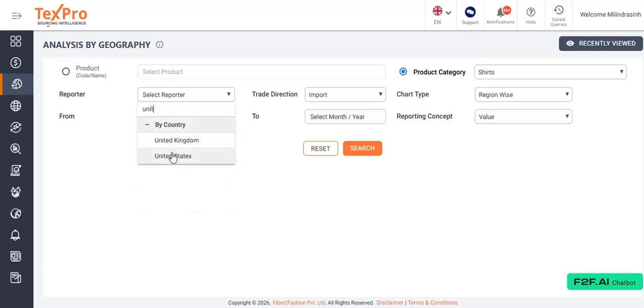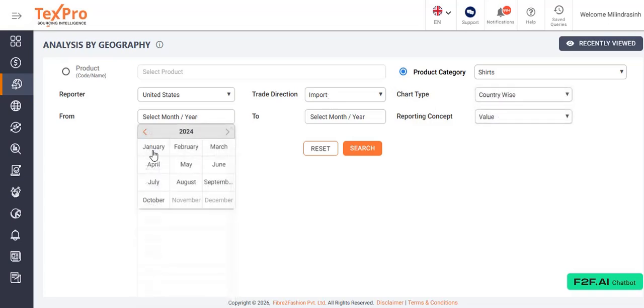So let's make our selections. Product category shirts, reporter country US, imports. Let's do the country wise breakup and let's take the timeline as 2004.